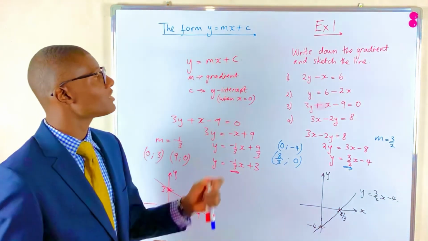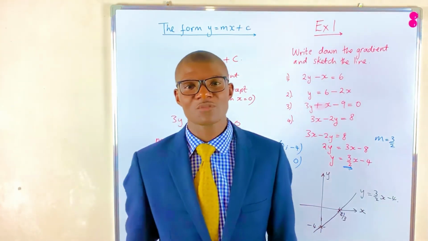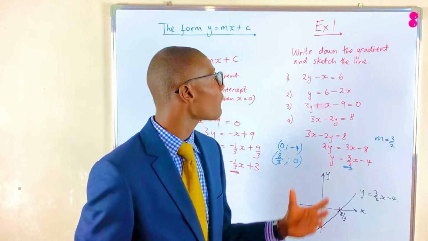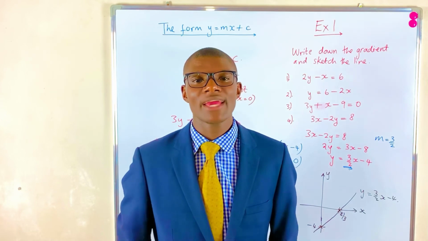So this was simply looking at how we would identify the gradient from the equation of a straight line, and as well how we come up with the sketch of a straight line using the x-intercept and the y-intercept.